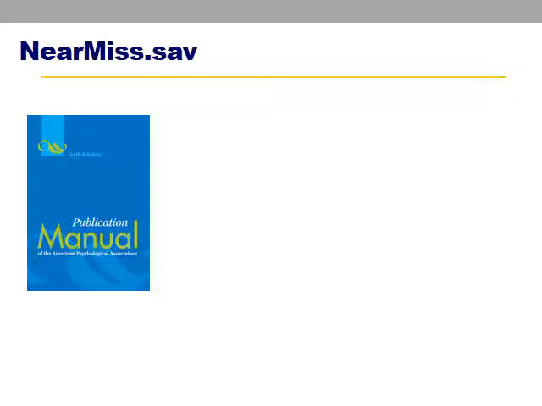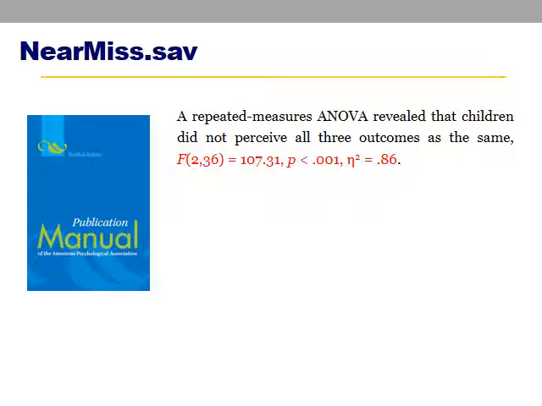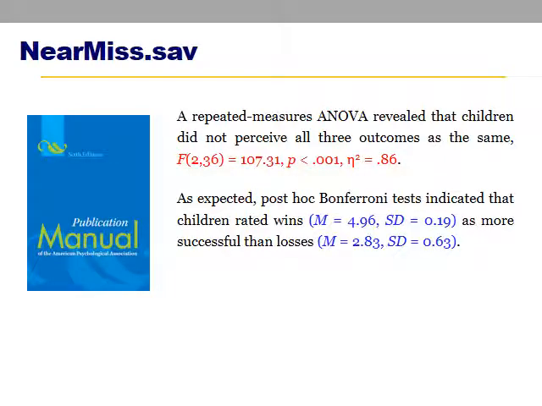Here's how we might explain these results. First, we'll include our one-sentence explanation of our main effect. A repeated measures ANOVA revealed that children did not perceive all three of the outcomes of the game as the same. There's our F statistic, our degrees of freedom, our p-value, and our eta squared. As we expected would happen, children were able to discriminate between wins and losses. So one of our Bonferroni tests indicated that children's ratings of wins was significantly higher than their ratings of losses. That's not terribly surprising.